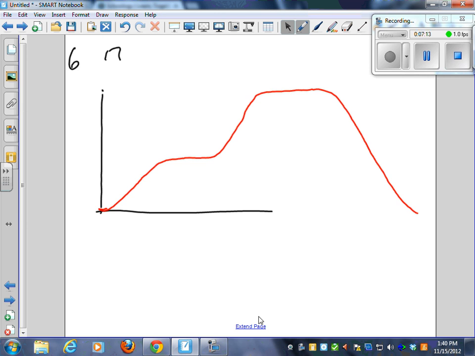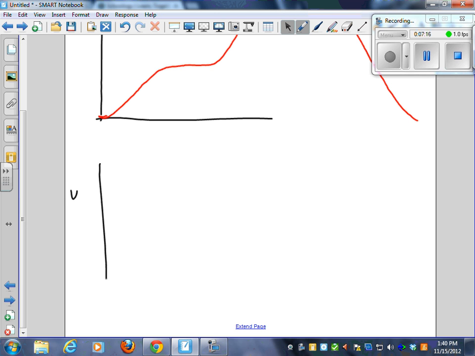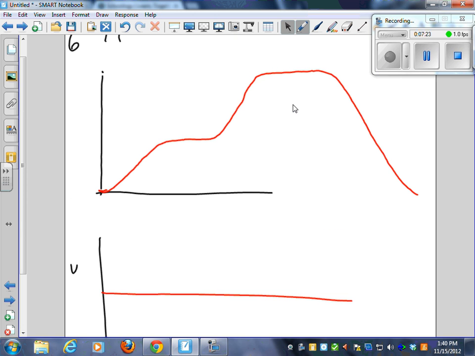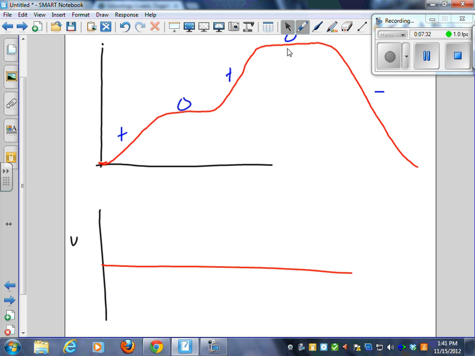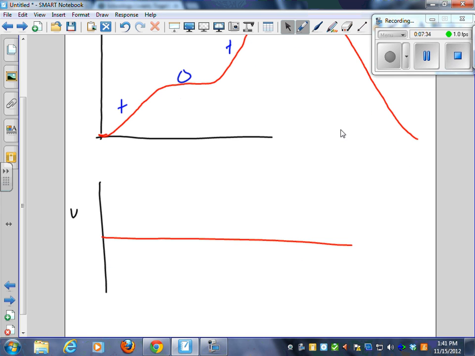Okay, now the velocity time graph. Velocity is simply the slope of the position time graph. So let's do an analysis of the slope here. Positive, 0. Positive, 0. Negative. Graph that. Positive slope, 0 slope, positive slope, 0 slope, negative slope. You're graphing the slope of the position time graph.